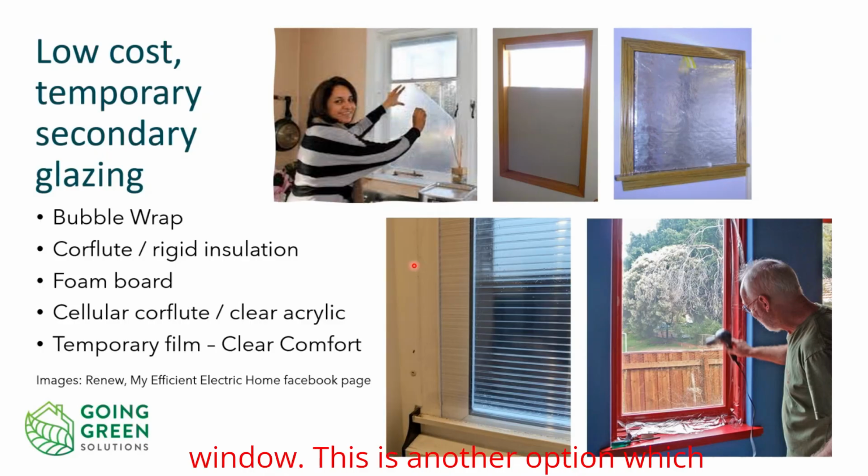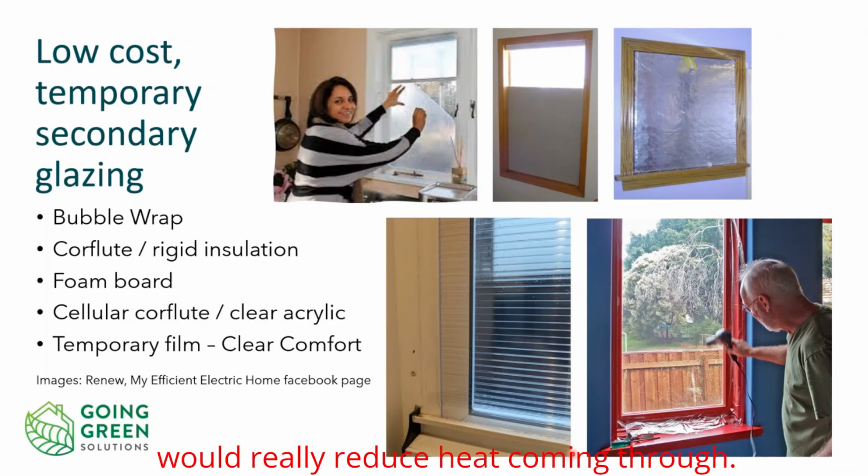This is another option, which is cellular clear acrylic. What I mean by that is it's got little cells in it, a bit like honeycomb, and you can buy it in a sheet and cut it to size, and they've just attached it on there. It's not only creating a gap between that cellular acrylic and the glass, but the cellular acrylic also has gaps in it. So in effect, it's sort of like triple glazing and would really reduce heat coming through.